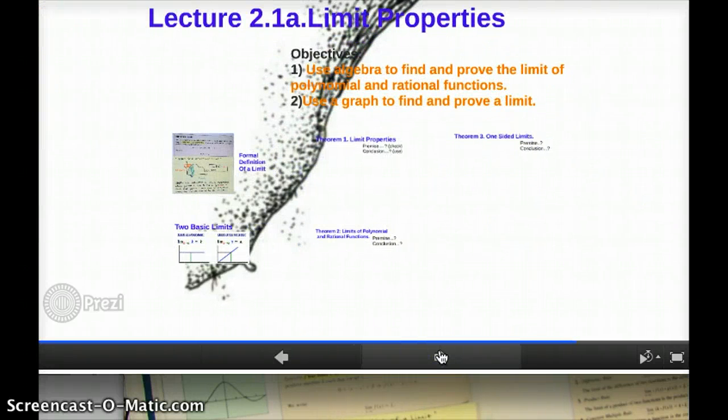In this lecture, we're going to complete two objectives. First, I'm going to show you how to use algebra to first find the limit and then also to prove that it has to be the right one. And then we will look at what that looks like from a graphic perspective.